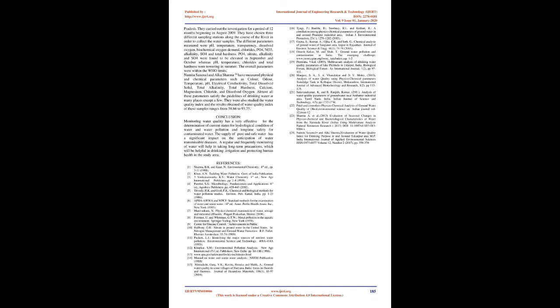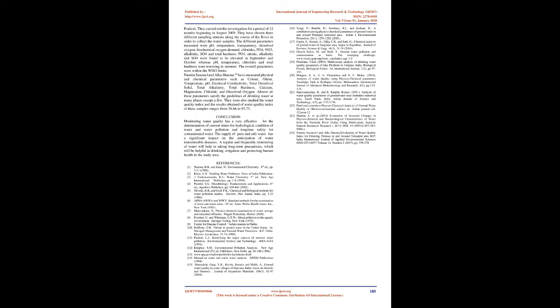Patel and co-workers 2016 have determined the levels of parameters such as pH, DO, BOD, COD, chloride, sulfate, calcium, magnesium hardness, nitrate and TDS of drinking water. Sharma et al. 2012 did the analysis of the physico-chemical parameters of the Narmada River, Madhya Pradesh. They carried out the investigation for a period of 12 months beginning in August 2009. They chose 3 different sampling stations along the course of the river in order to collect the water samples.